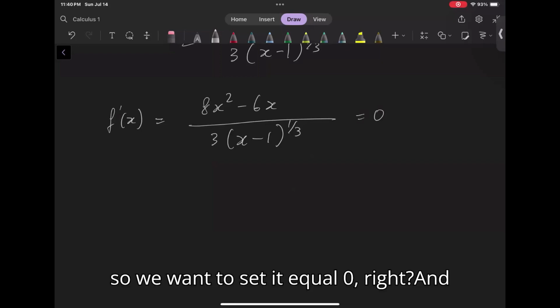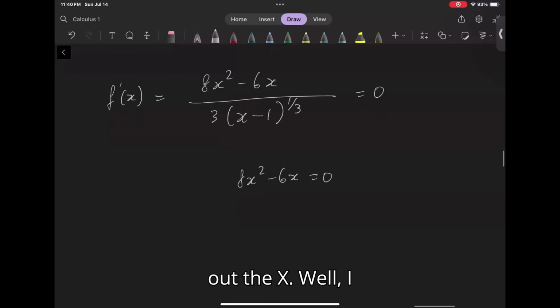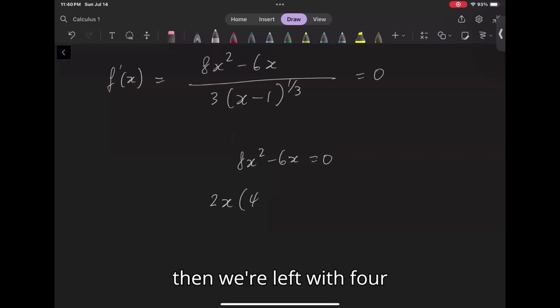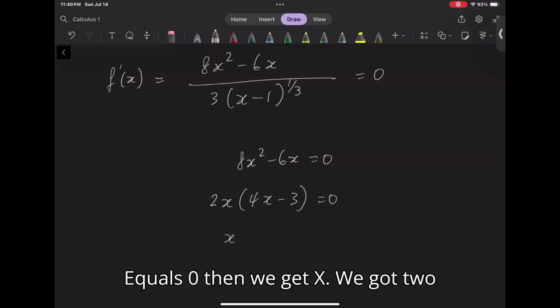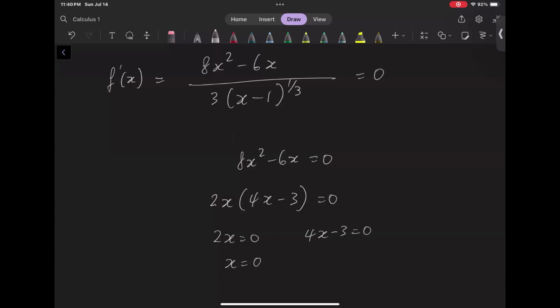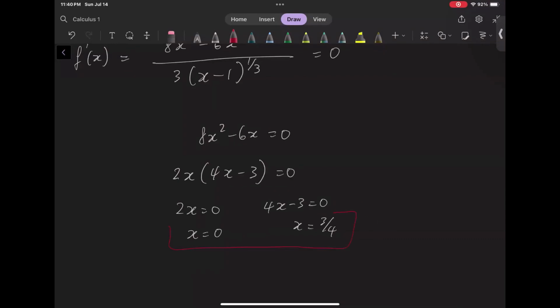Once we get that, we want to set it equal to 0, right? Therefore, 8x squared minus 6x has to equal 0. So factor out the x. Well, I can factor out both 2 and x, so then we are left with 2x times (4x minus 3) equals 0. Then we get 2x equals 0, which leads to x equals 0. And then we have 4x minus 3 equals 0, then x will equal 3 over 4. Okay. In these two cases, these two are stationary.